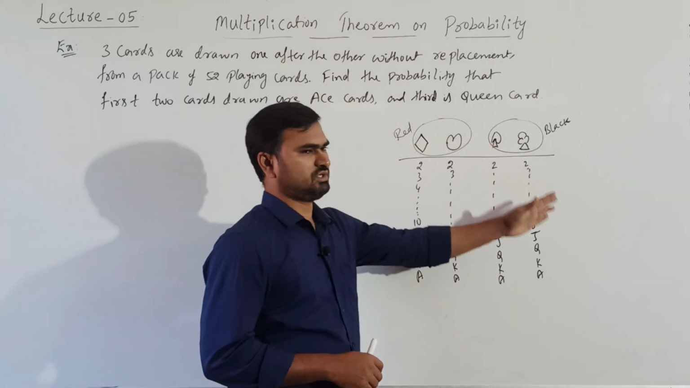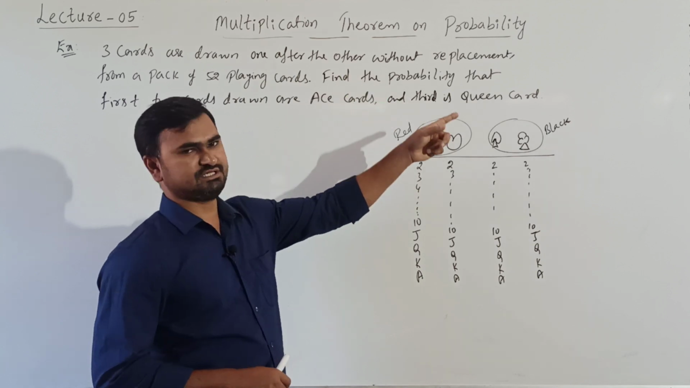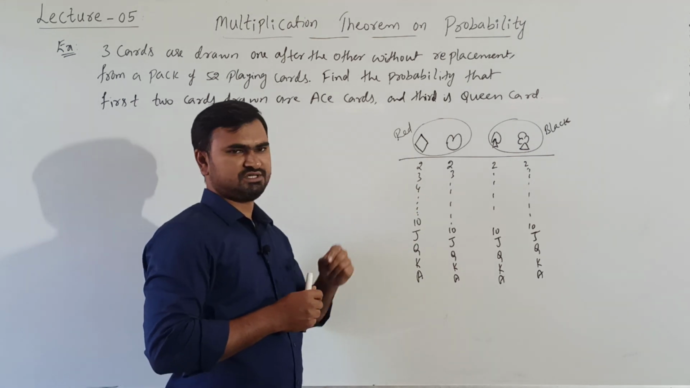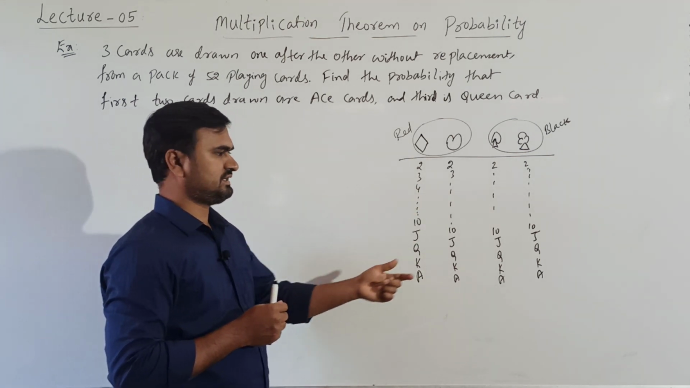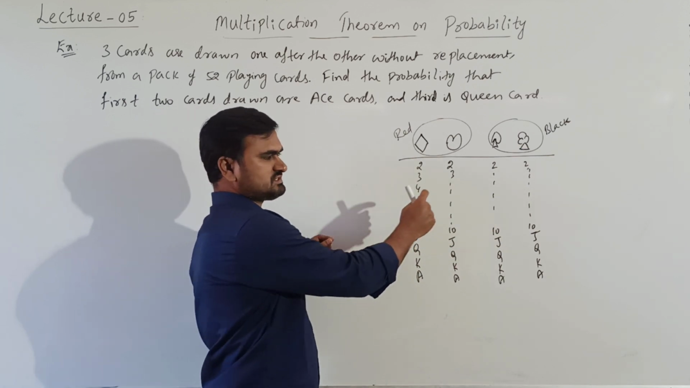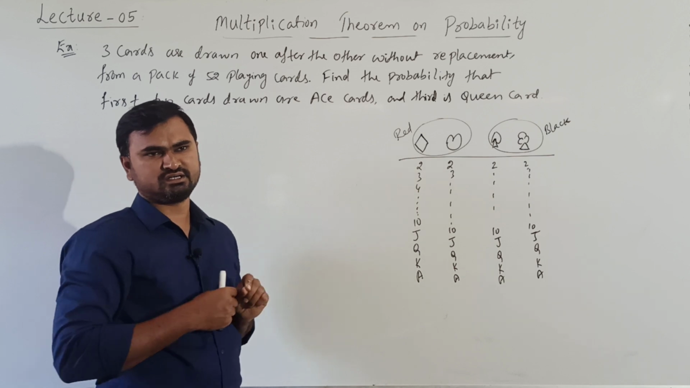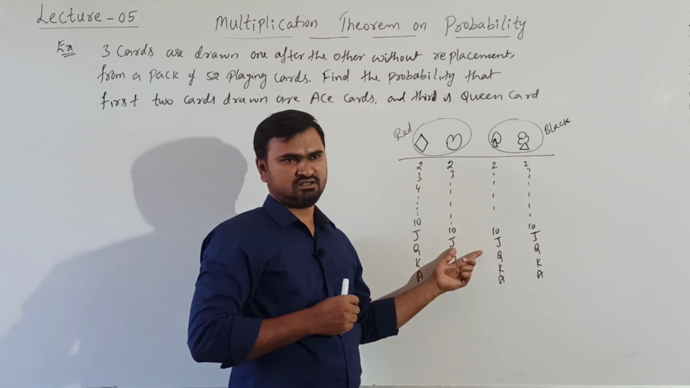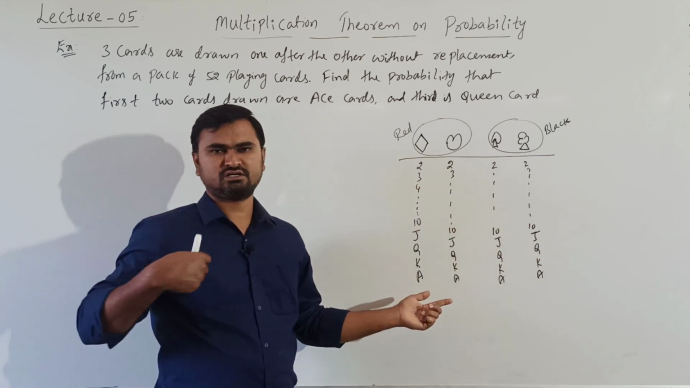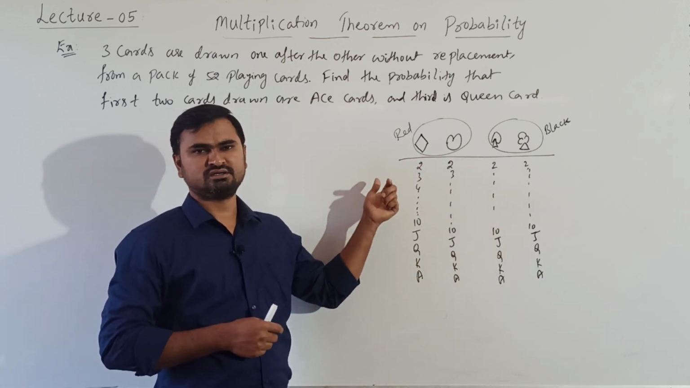From these total 52 cards, we are drawing 3 cards, one after the other without replacement. First we take 1 card without replacing, we take another card, then again without replacing, we take the third card. When drawing the first card, how many are there in total? 52. Once we have drawn 1 card, when drawing the second card there are only 51 cards, because the first card is already drawn and we are not replacing it.